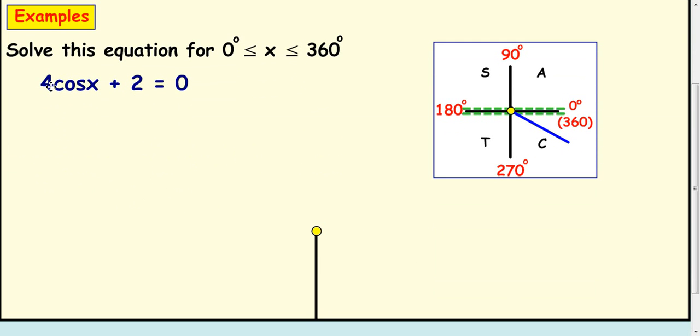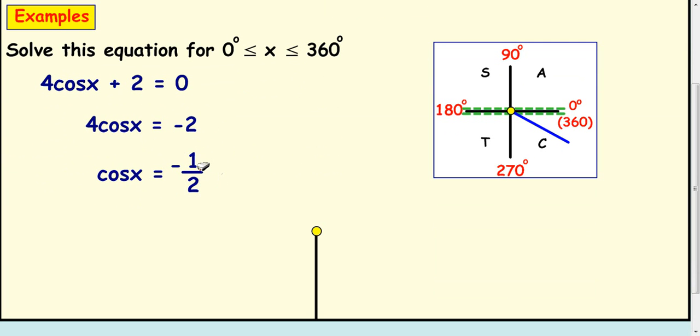Next example, we're going to look at 4 cos x plus 2 equals 0. We're looking for the two solutions in the cosine wave that make this true. So same as before, subtract the 2 from both sides, so we'll get 4 cos x equals negative 2, and then divide by 4, so cos x is equal to negative a half.